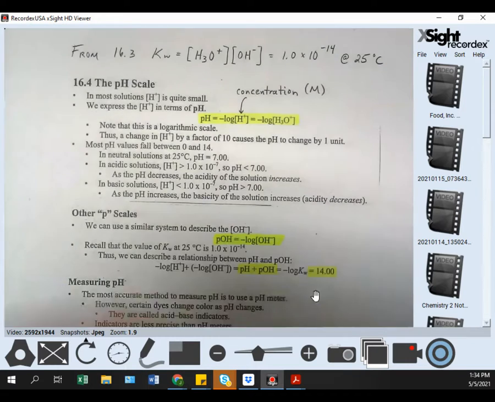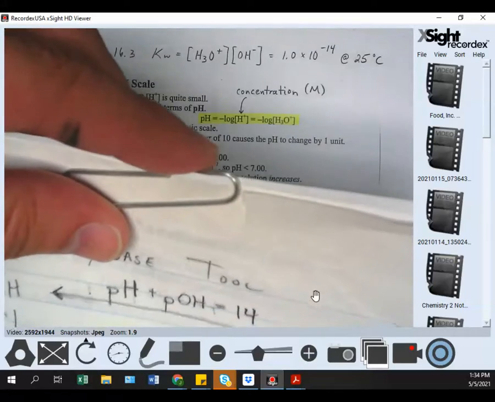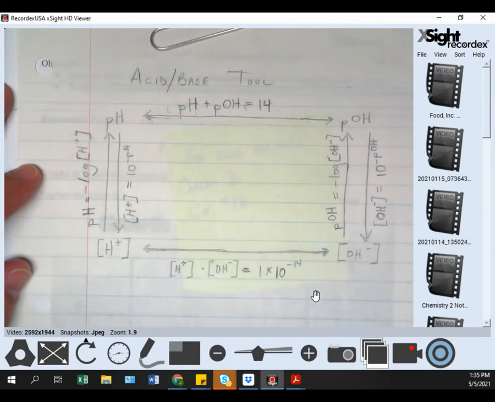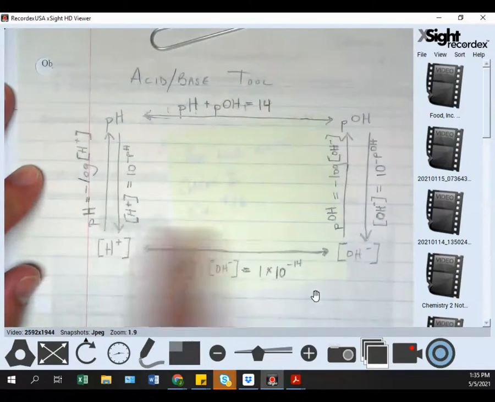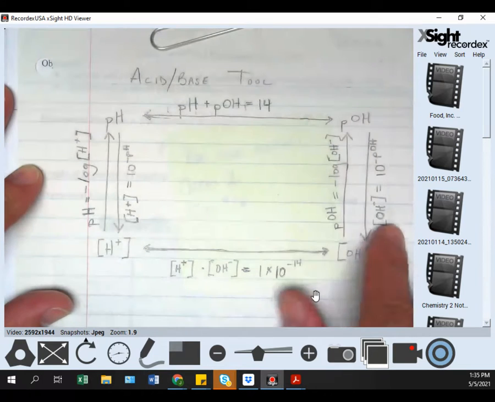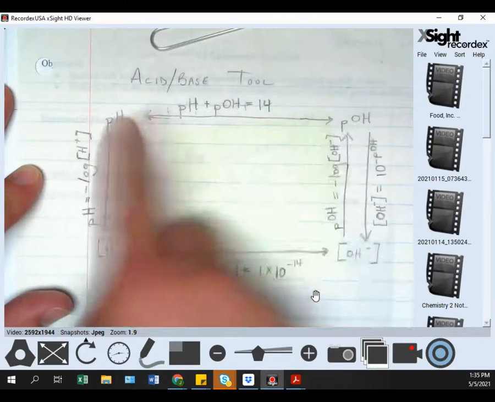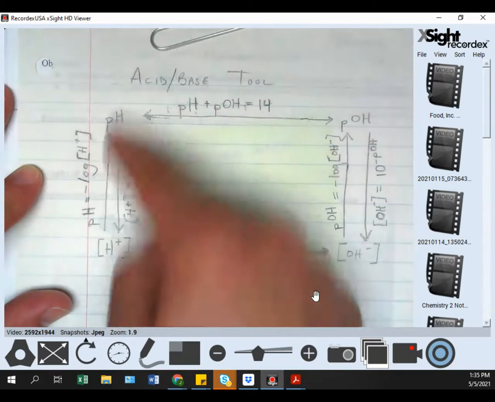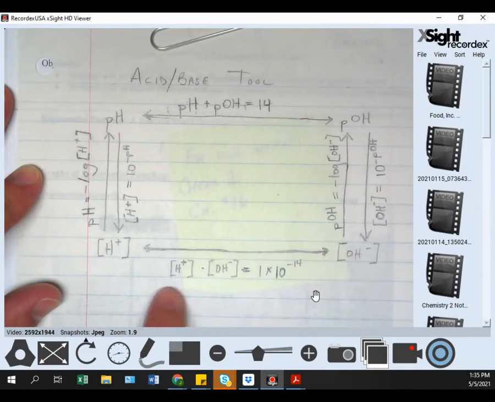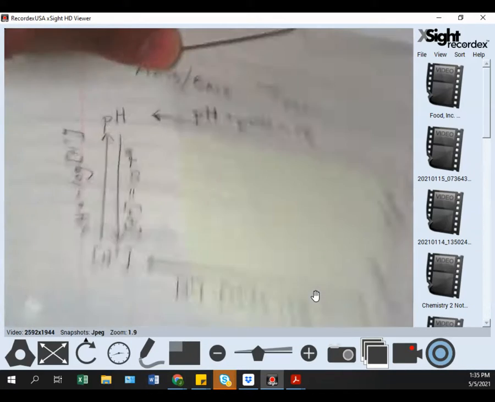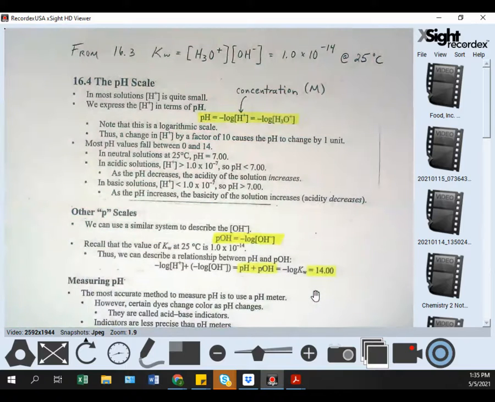There's actually something called an acid-base tool. If I haven't ever typed this up, I could try to type it up. Essentially, these are how you can find parts or go between them. Going between pOH and OH, you use these. Going between pH and OH, you can use this. Going between pH and concentration of hydrogen, you can use these. And going between concentration of hydrogen and concentration of hydroxide, you can use that. It's just putting all of the ideas from the past couple of days all together. So maybe I'll try to create a nicer looking one and make a copy of it for you guys.